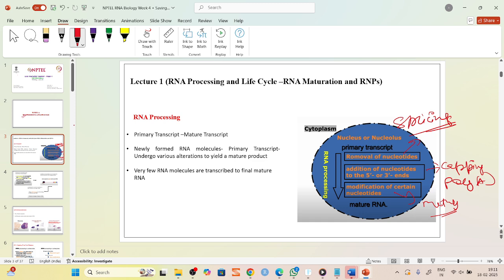So this is what RNA processing is about. RNA processing is the conversion of the primary transcript into a mature RNA. So newly formed RNA molecules, whatever the newly formed primary transcripts are, they undergo various alterations to yield a mature product. And very few RNA molecules are transcribed to final mature RNA. This is important, which means that if suppose there are 100 primary transcripts formed, it doesn't mean that all 100 will be converted to mature RNA. Very few of the primary transcripts can successfully undergo all the modifications and then convert to mature RNA. Is it clear? Fine.